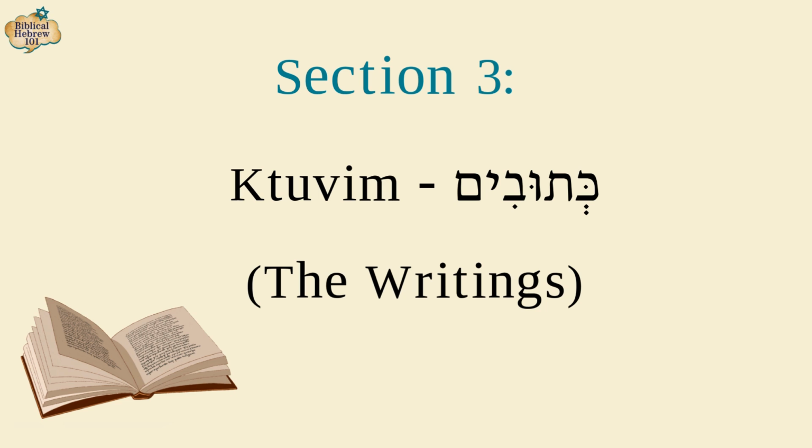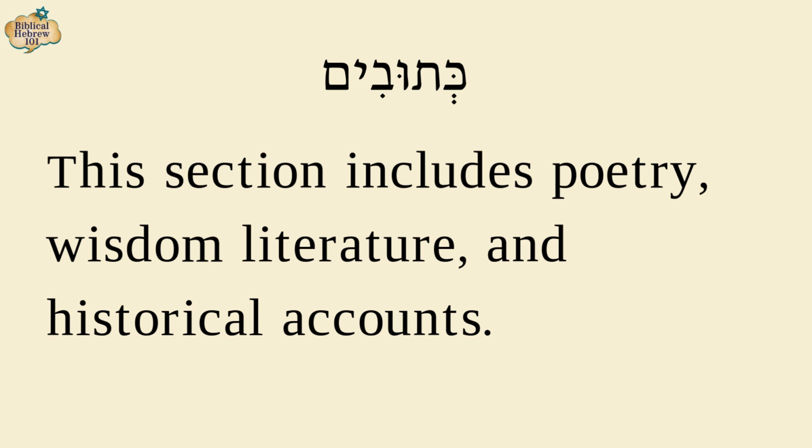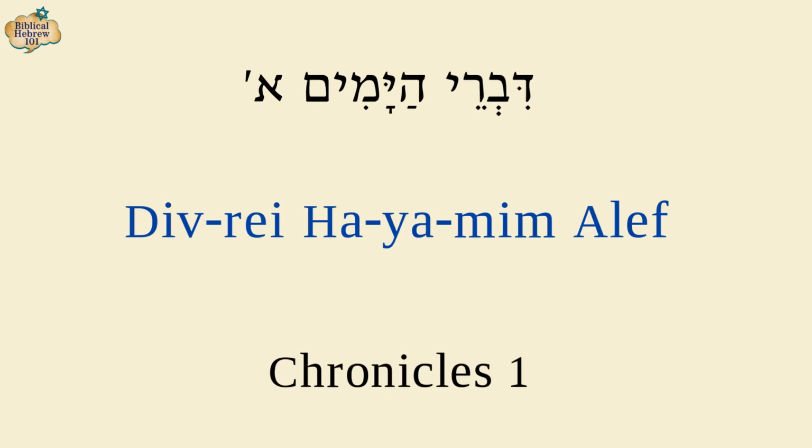The next section in the Hebrew Bible is Ketuvim, Ketuvim, meaning the writings. This section includes poetry, wisdom literature, and historical accounts. The first book in this section is Divrei Hayamim Aleph, Divrei Hayamim Aleph, known as Chronicles 1 in English.